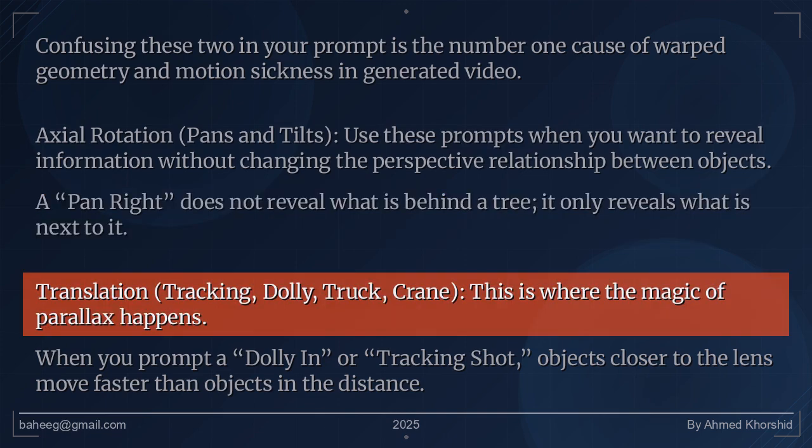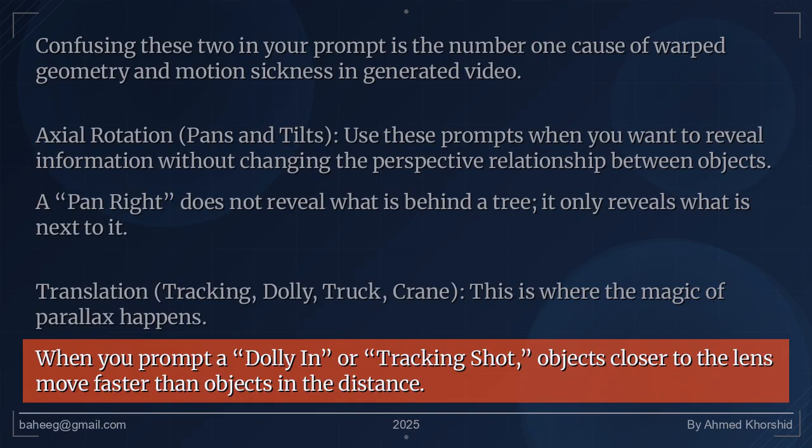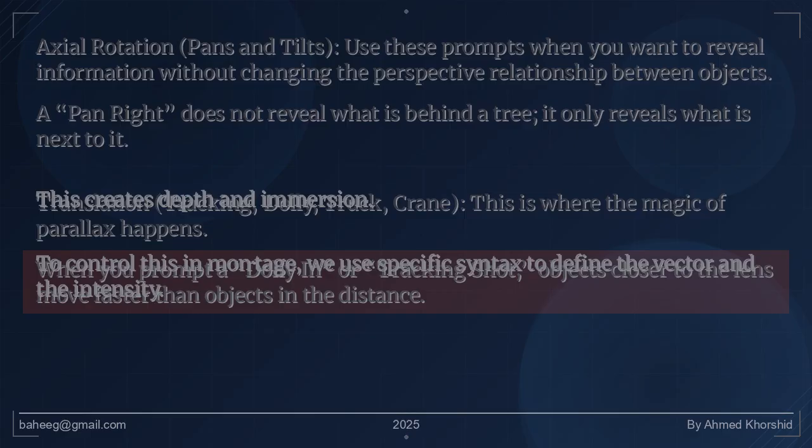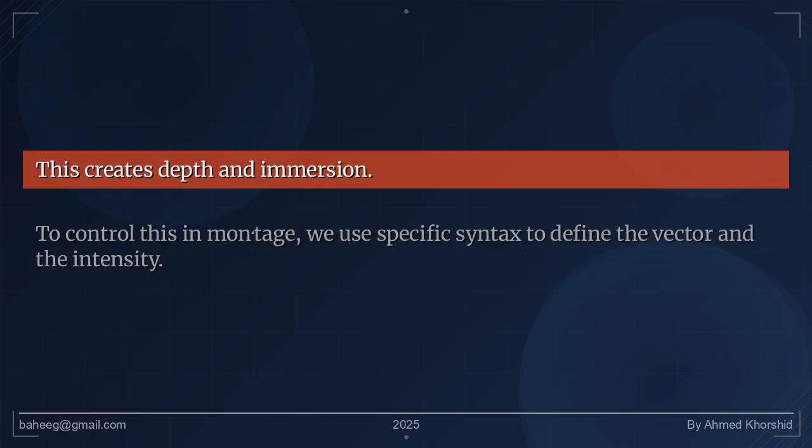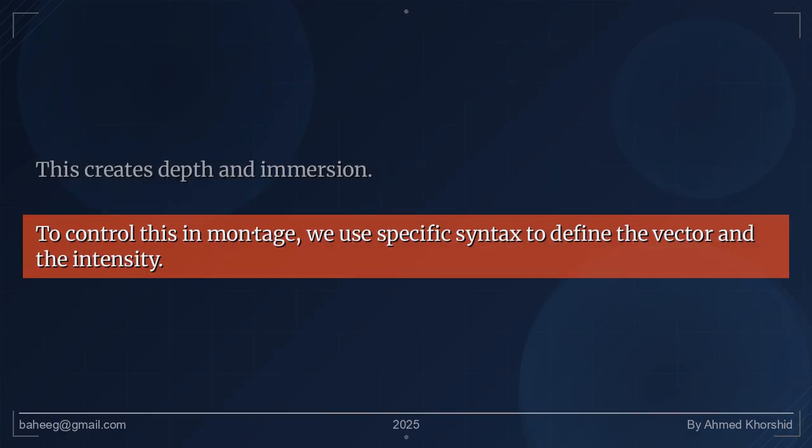Translation: tracking, dolly, truck, crane. This is where the magic of parallax happens. When you prompt a dolly in or tracking shot, objects closer to the lens move faster than objects in the distance. This creates depth and immersion. To control this in Montime's Tage, we use specific syntax to define the vector and the intensity.